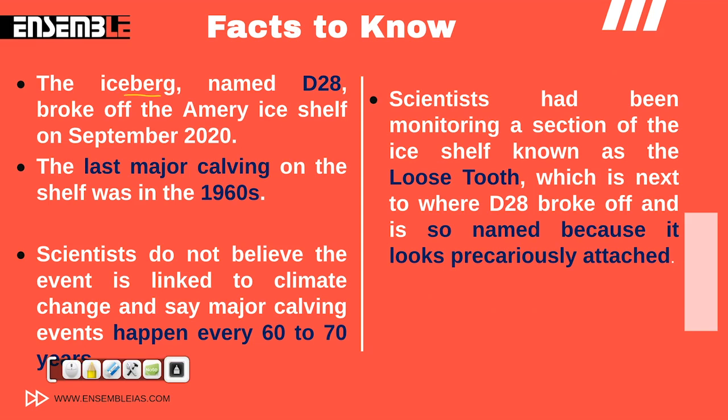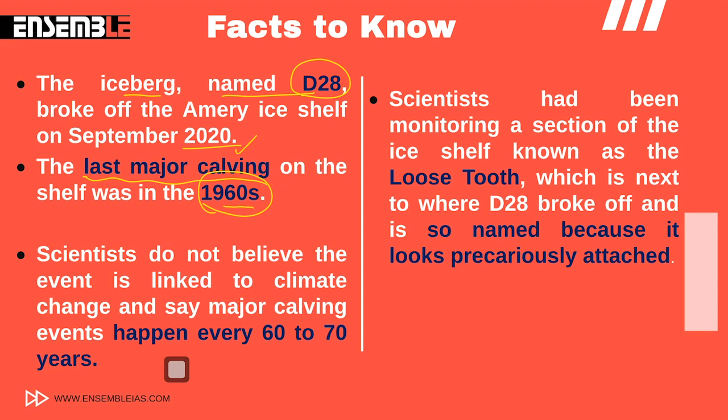Number one, the ice shelf named D28 broke off the Amery ice shelf in September 2020. The last major calving like this happened in Antarctica in the 1960s. So after 1960, in 2020 it has happened, nearly a gap of 60 years. Scientists do not believe that the event is linked to climate change, and say a major calving event happens every 60 to 70 years on a cyclic basis.